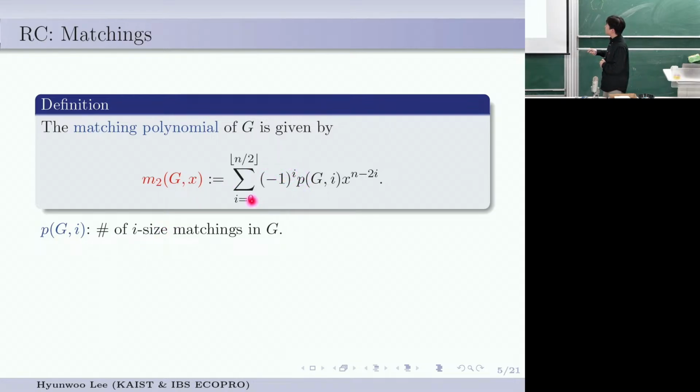This is the alternating signed sum of p(G, i) times x to the n minus 2i, where p(G, i) means the number of i-size matchings in G. Here the size means the number of edges. And when i is 0, it means an empty set. So here we usually consider p(G, 0) as 1. It means that this matching polynomial is always a monic polynomial.